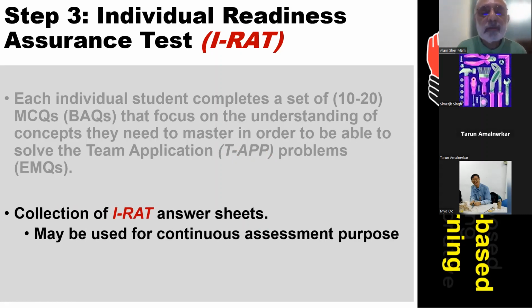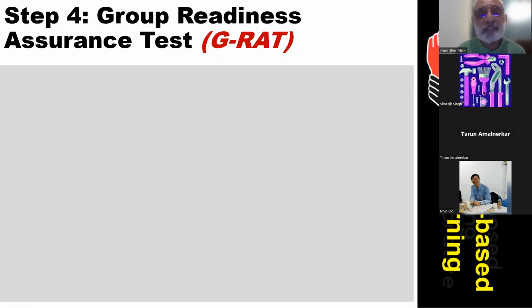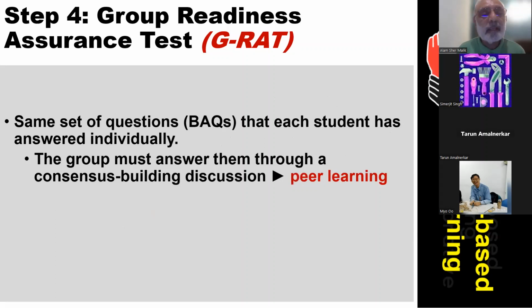So once the students have gone through this individual readiness assurance test, their answers can be collected, and these answers may be used for continuous assessment purposes if the institution decides to do that. Step four, which is the group readiness assurance test, is the same set of questions which the students have answered individually. Now they have to answer as a group. And the group must answer them through a consensus building discussion. And this is the opportunity for peer learning, where students learn from each other and discuss and come to a common answer.